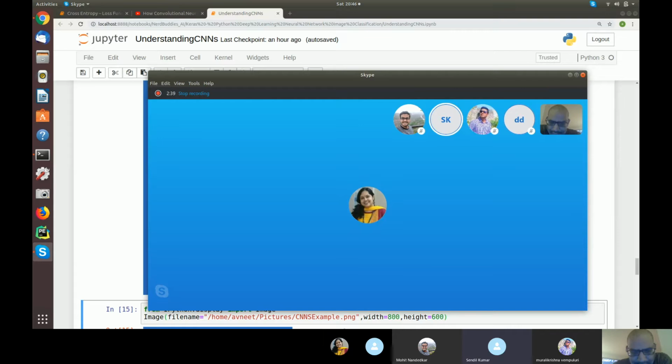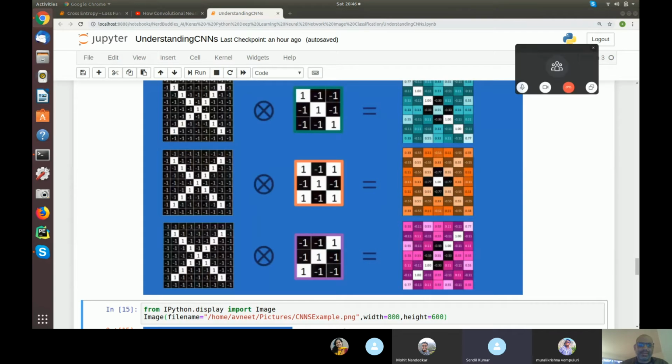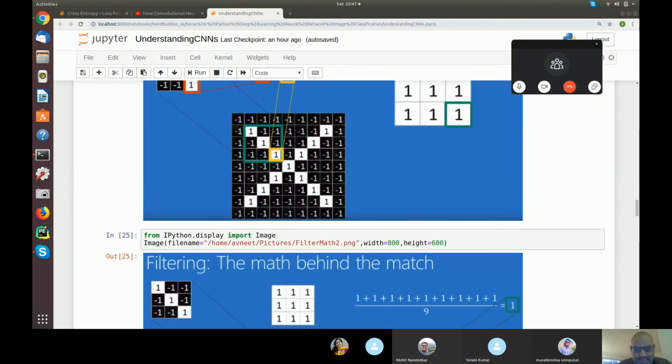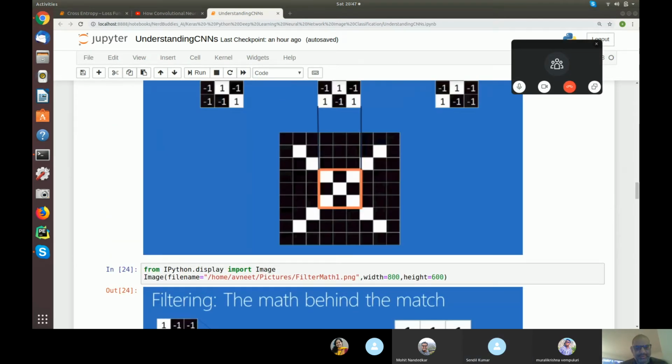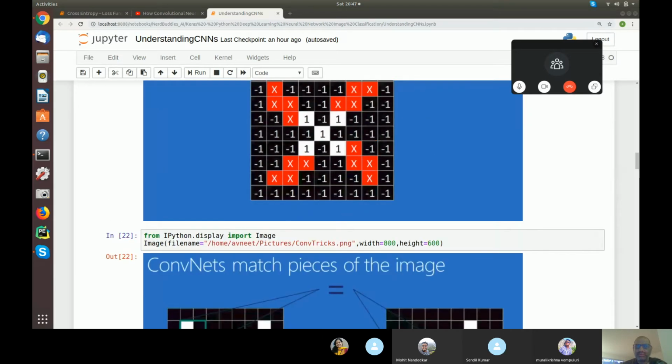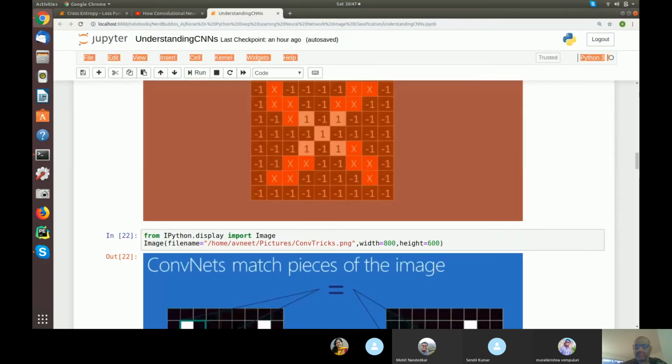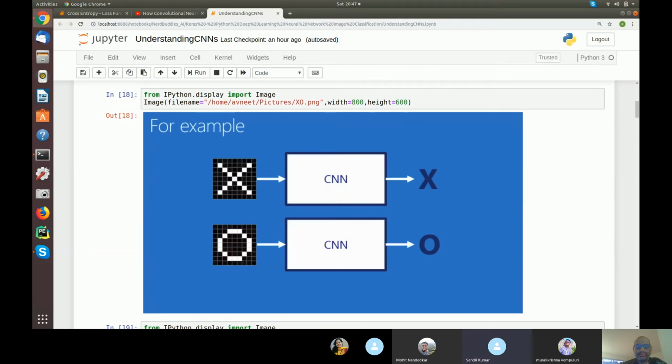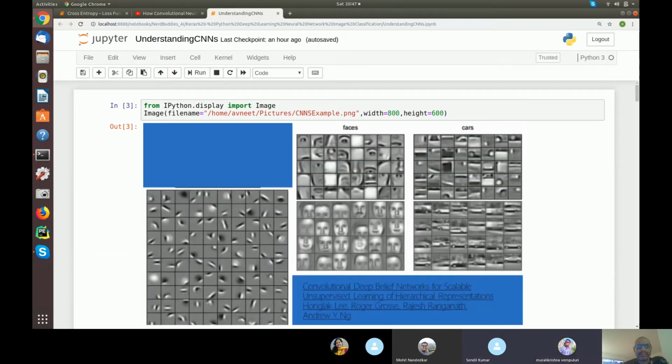Avneet, can you minimize the Skype screen on your desktop? Yeah. Okay. Can you guys see my screen in the Jupyter notebook? Yes. Awesome.